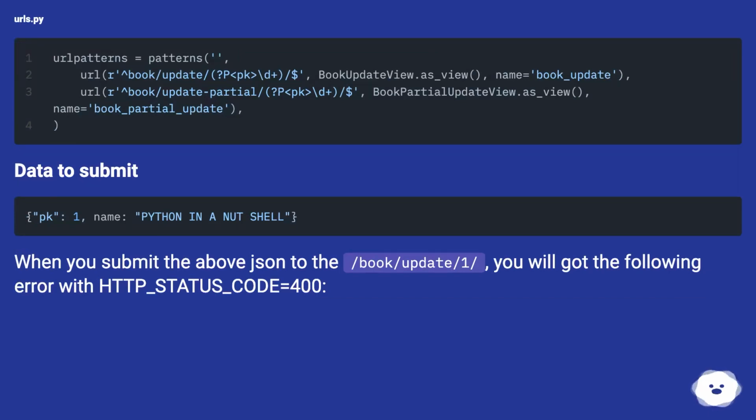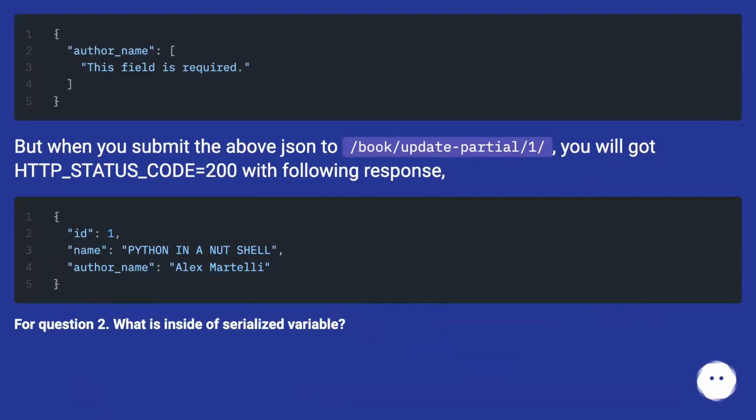When you submit the above JSON to the update view, you will get the following error with http_status_code equals 400. But when you submit the above JSON to the partial_update view, you will get http_status_code equals 200 with the following response.